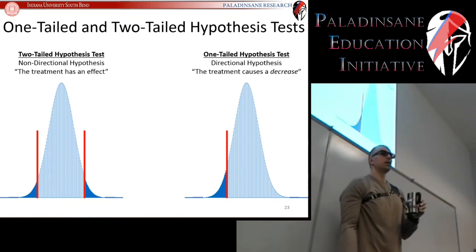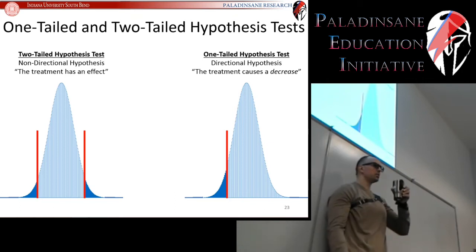All right, so at this point, is there any question about the conceptual difference between two-tailed and one-tailed?